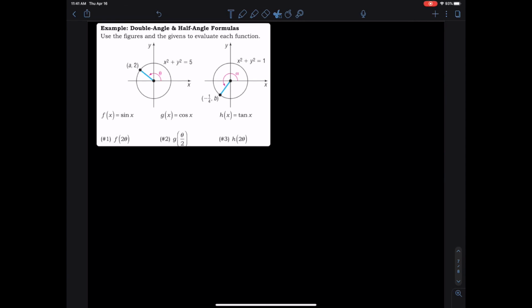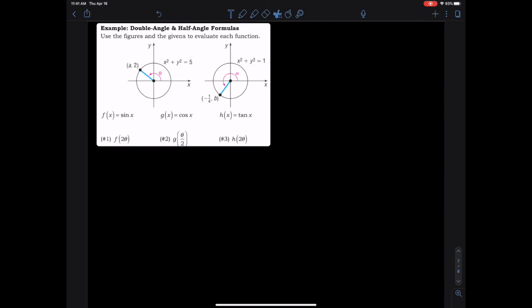Here we go, double angle and half angle formulas. All right, so in this problem, we have two pictures. I want you to use the givens to evaluate each function. So we have f of 2 theta, g of half theta, and then h of 2 theta. For f, g, and h, I have a different function for you.